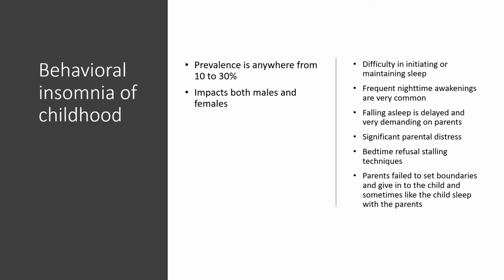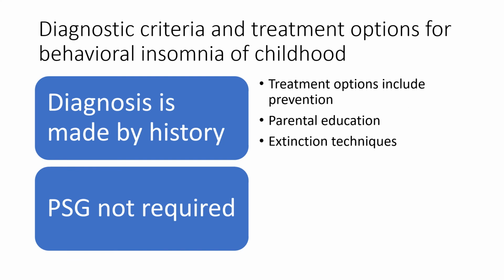So this is a little bit about behavioral insomnia of childhood, and I'm going to get a little bit more into it. The diagnostic criteria and treatment options for behavioral insomnia of childhood are many. The diagnosis, again, is made by history. Polysomnogram is really not required. Treatment options vary. They consist of prevention, which speaks to parental education, because a lot of parents, especially new parents, don't know what to do with their child. And sometimes they should listen to their parents, who had experience. And then finally, we'll talk about extinction techniques.